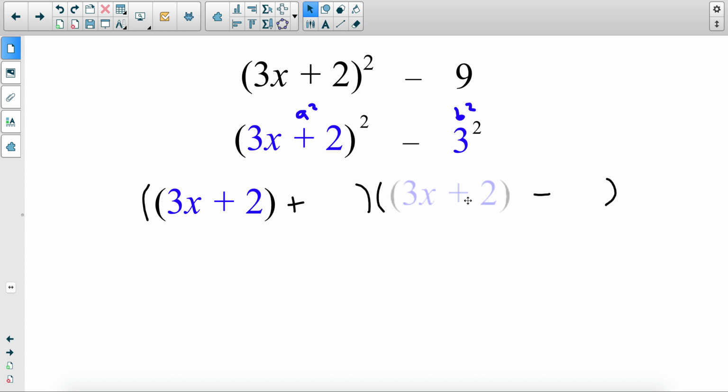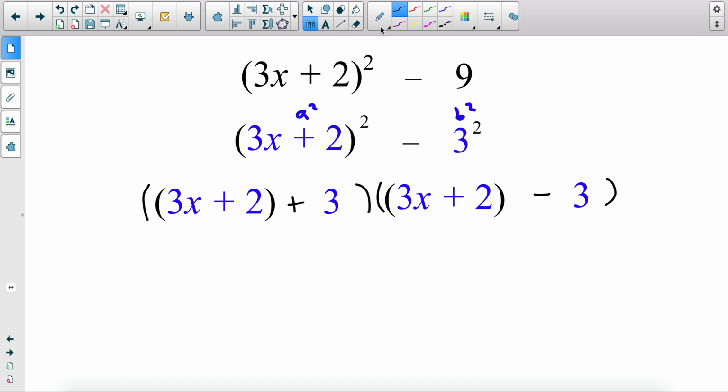Then the other bracket has 3x plus 2. And then you bring down the 3 as well. So be careful not to write 9. You're actually looking at 3 because 9 is 3 squared. So b is equal to 3. Now that I have my brackets, I can actually simplify it further. So I'm going to move this bracket next to 3x plus 2 because it's redundant. So 3x plus 2 plus 3, and then 3x plus 2 minus 3.